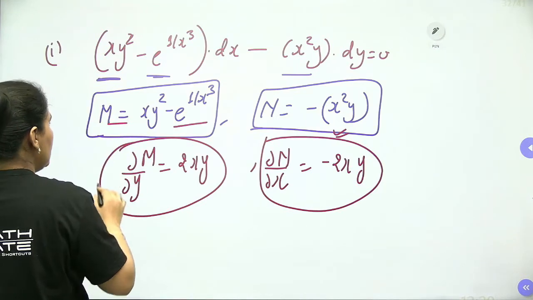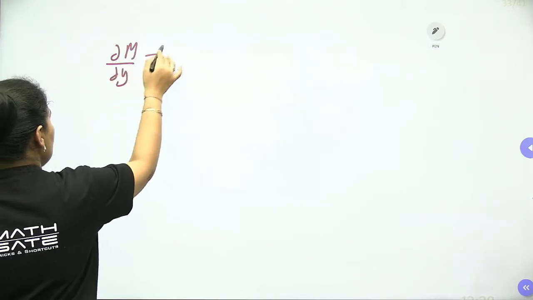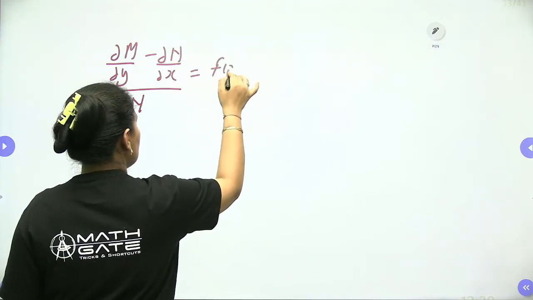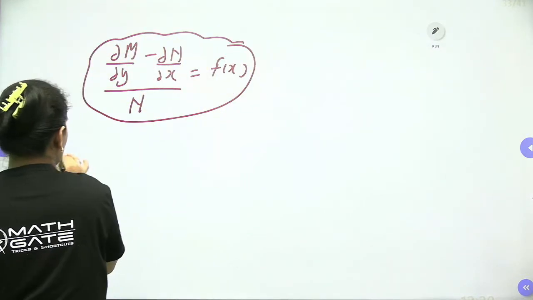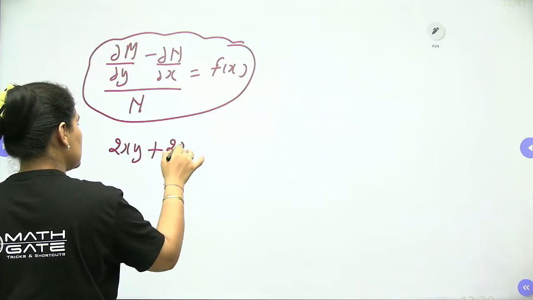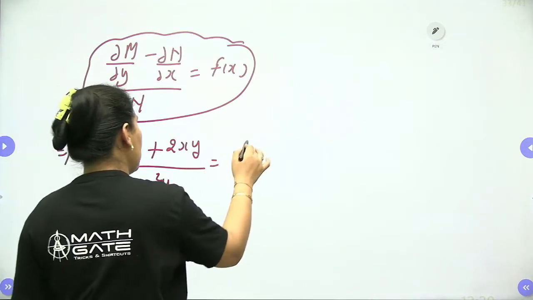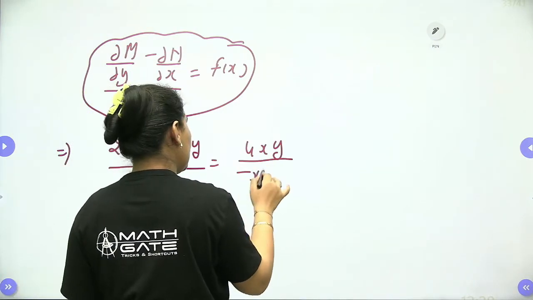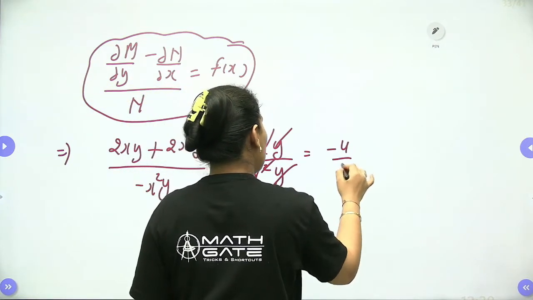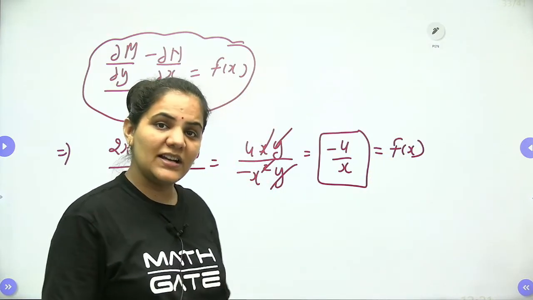When we approach for this one, we will write down the value del m by del y minus del n by del x, divided by n only. So it should be a function of x, right? We will approach by this one. So let's write down: del m by del y is 2xy minus, plus, it will be 2xy, yes, divided by n, which is minus x square y only. So when we approach, it is 4xy divided by minus x square y, and y will be cancelled out, x and x will be cancelled out, you will get minus 4 by x, which is exactly a single function of x.